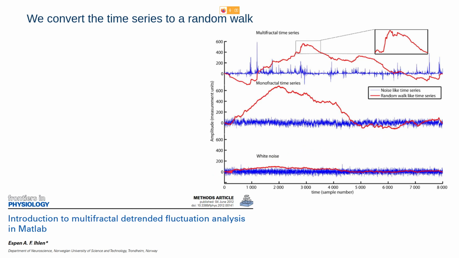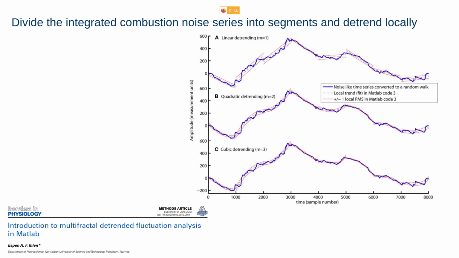For noise, since I have told there are different frequencies being dominant, all frequencies are given equal importance in white noise conditions. So you will see that the red curve remains nearly a straight line over here. Now once you have converted your time series into a random walk, we try to divide the integrated combustion noise series, or the signal which we have, into different segments.